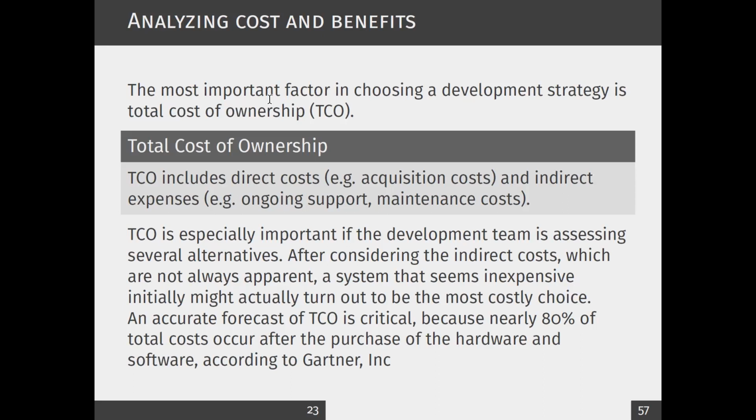Right, now when you're talking about the amount of money you are going to spend, when you talk about the total cost of ownership, we have direct costs, which means acquisition cost. For example, let's say you purchase a school management system. Initially you have to pay some money. This is called direct cost.